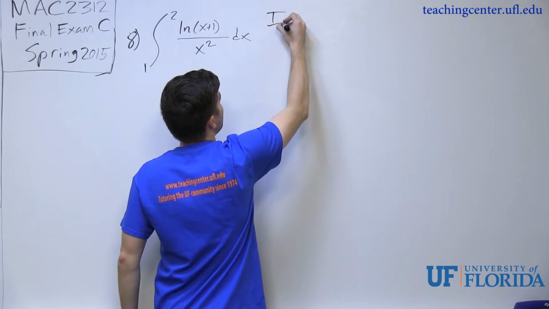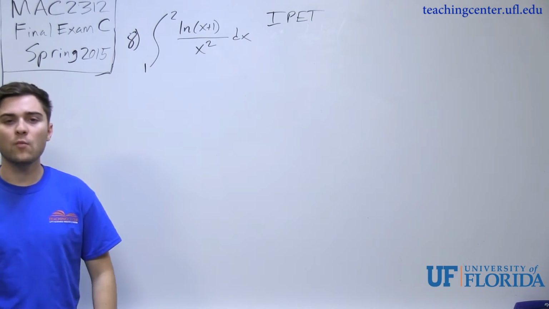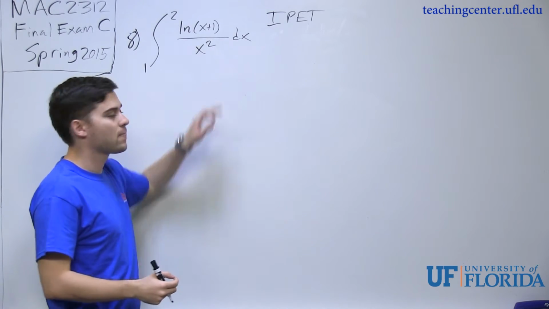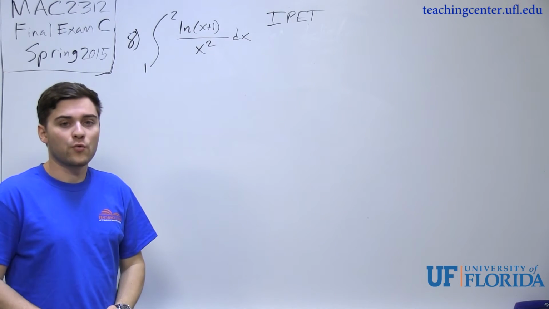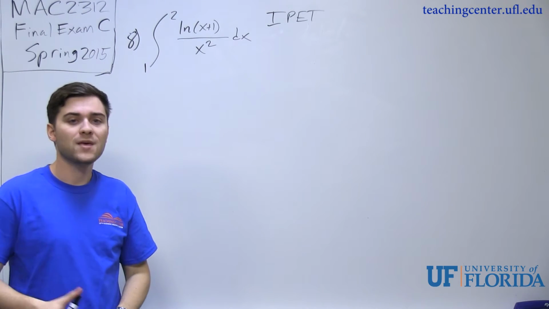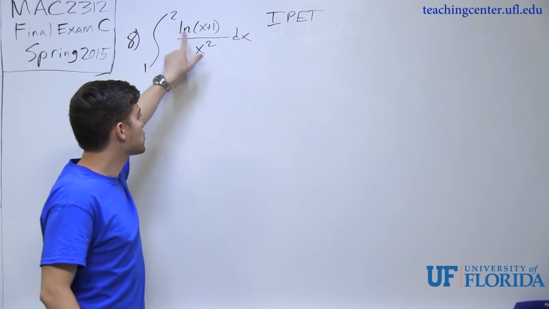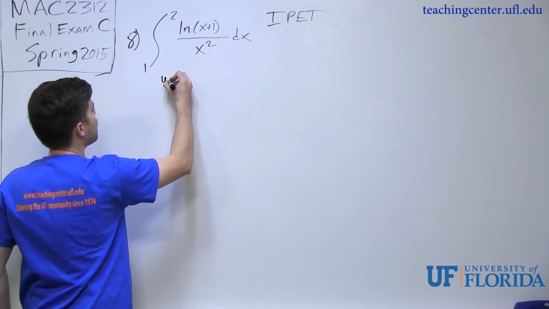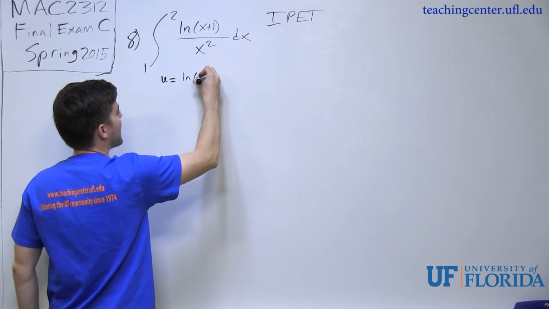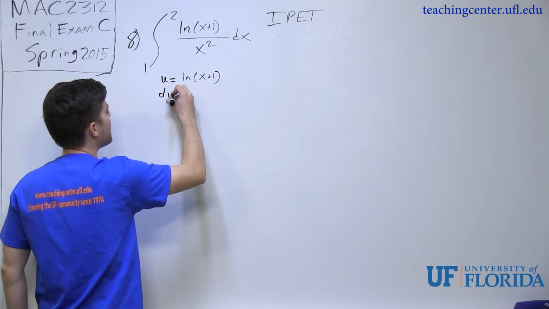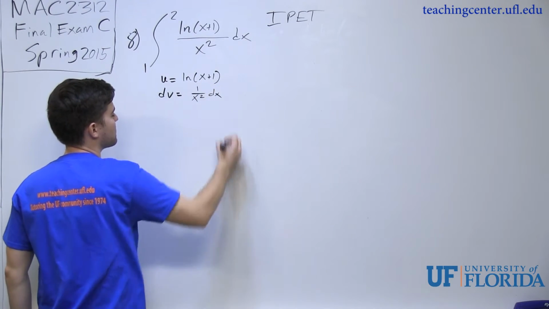Remember, if I write out I-P-E-T, this is how I figure out what my u and what my dv are for integration by parts. I stands for inverse trig and logarithm functions, P stands for polynomial, E is exponential, and T is trig. In this case, I do have a logarithmic function, so I choose this for my u over x squared. So my u is natural log of x plus 1, and my dv is equal to 1 over x squared dx.